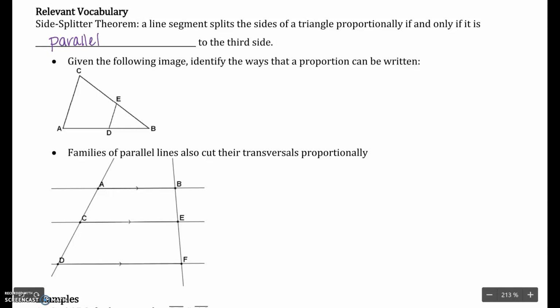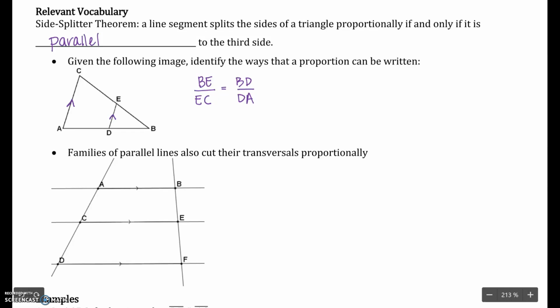So if you look at this particular image, if DE is parallel to AC, then we have three different ways we can write this proportion. We're going to talk about BE and BD from the smaller triangle. What this theorem says is that since DE is parallel to AC, then I can write a proportion that uses BE with EC and BD with DA, and that those would be in the same ratio.